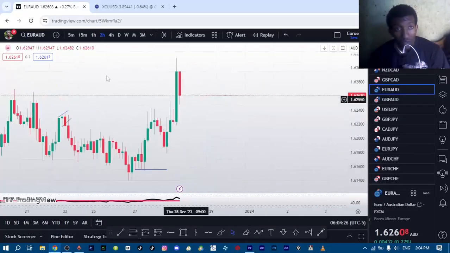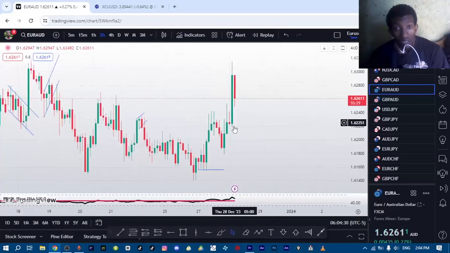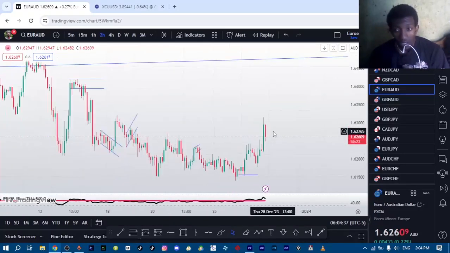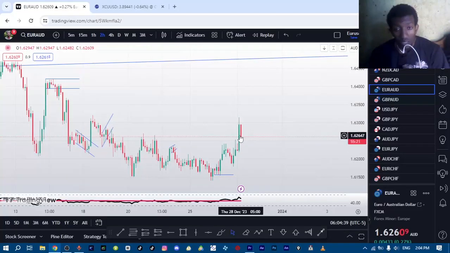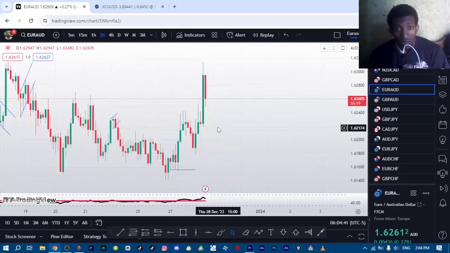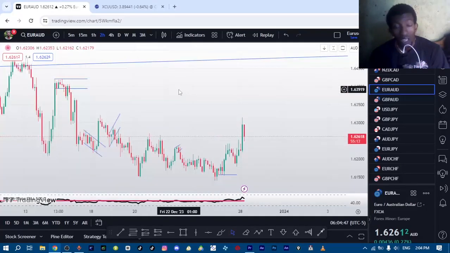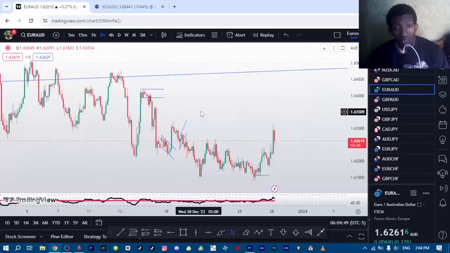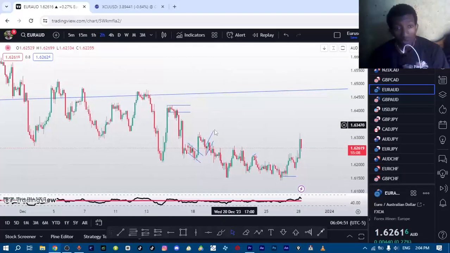In this case we don't have anything. This is Euro-Swiss, right? So we don't have anything. This is a trending market, and we don't want a trending market. We want a ranging, consolidating market. So this is a trending market, so there is nothing we can do. A trending market is traded with supply and demand concepts, right?